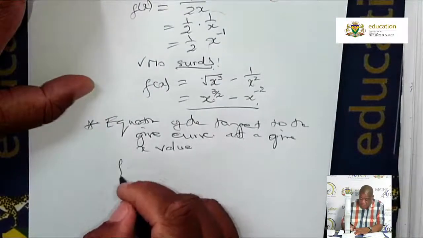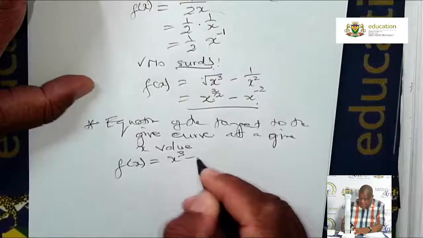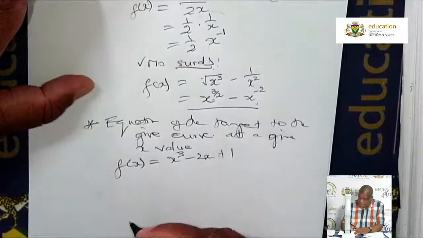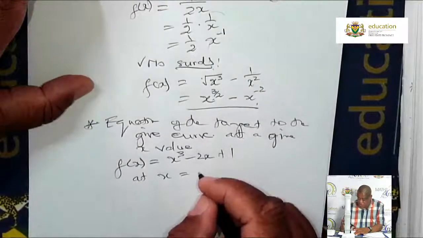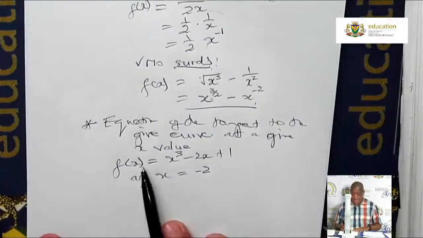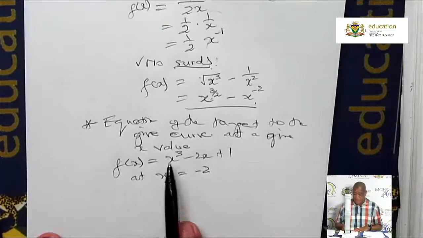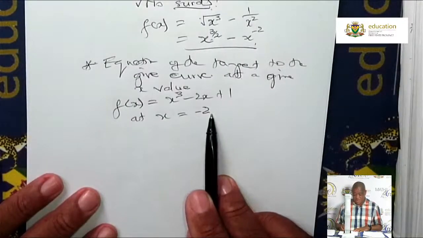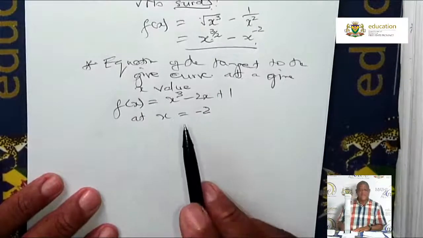They can tell you f at x is equal to x to the power 3 minus 2x plus 1. This is the function, at x equal to minus 2. They say to you, find the equation of the tangent to this curve, f at x equal to x cubed minus 2x plus 1, at x equal to minus 2. Then please let us not force ourselves to draw the graph and show the tangent, no.